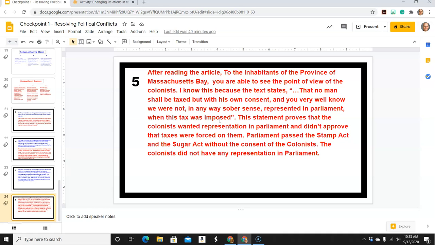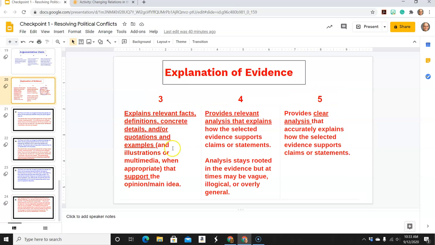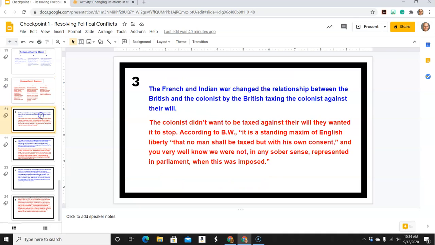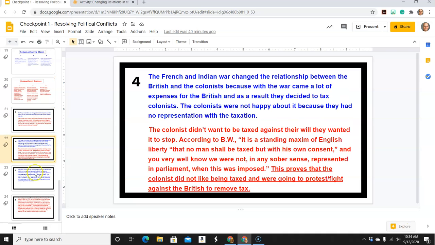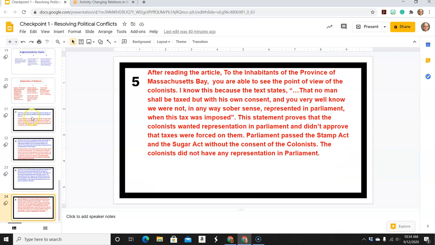That's a solid 5. Why? Let's take a look. It provides a clear analysis that accurately explains how the selected evidence supports the claims or subclaims. Okay, guys, so let's go over this again. That's a 3 for explanation of evidence. That's a 4. That's a 5.